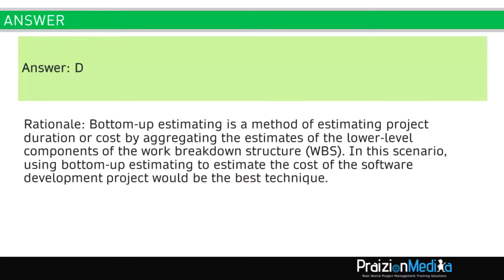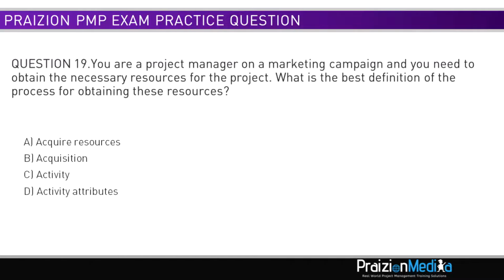Answer: D. Rationale: bottom-up estimating is a method of estimating project duration or cost by aggregating the estimates of the lower-level components of the work breakdown structure, WBS. In this scenario, using bottom-up estimating to estimate the cost of the software development project would be the best technique.